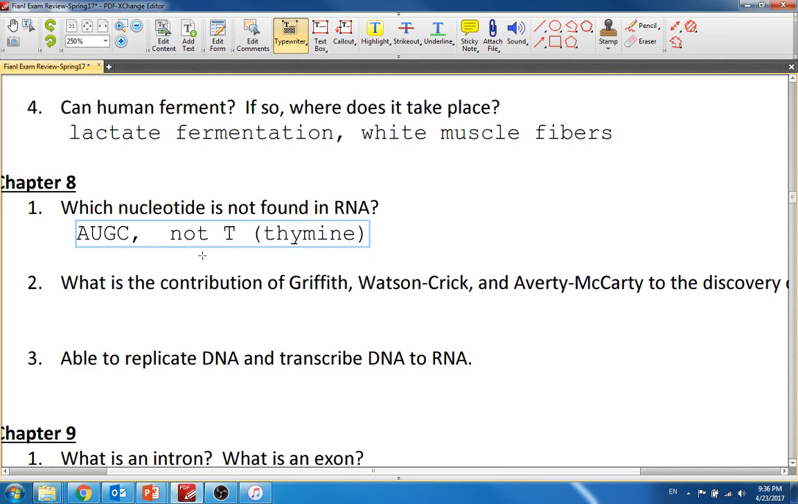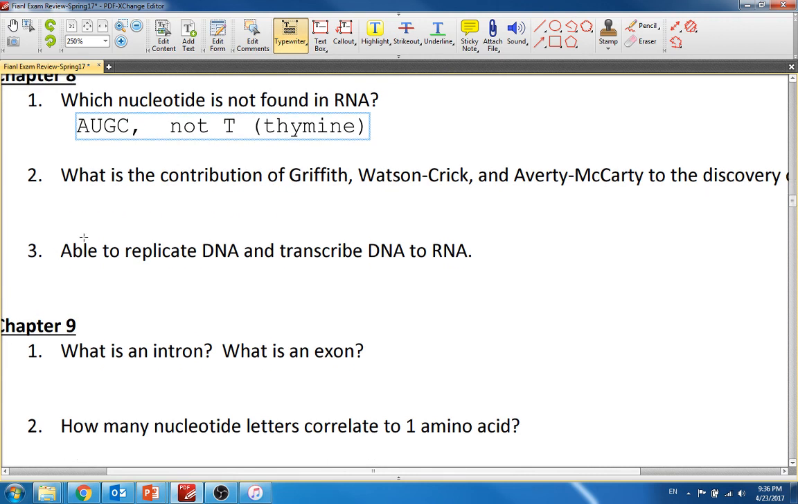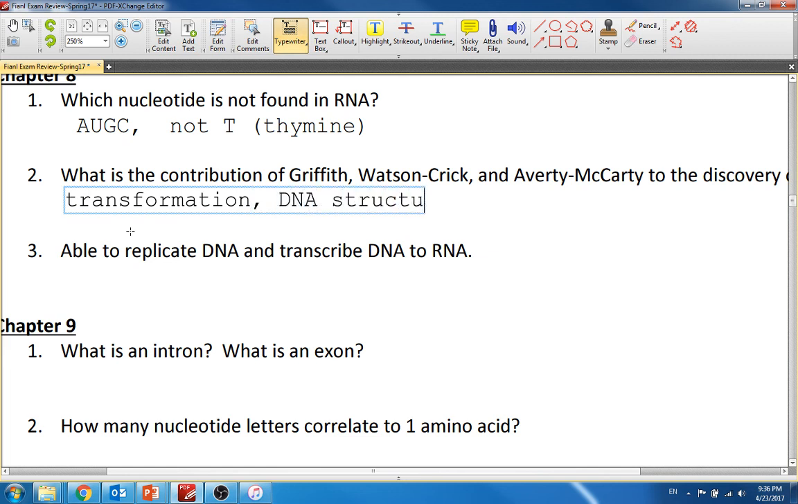No T. Number 2, what is the contribution of Griffith, Watson-Crick, Avery, and McCarty to the discovery of DNA? Griffith is the scientist who first discovered that a non-pathogenic bacteria can become pathogenic, so basically can take up DNA and become transformed. Watson and Crick discovered the structure of DNA. Of course, there's also Franklin. Avery and McCarty are the first ones to confirm the function of DNA. They confirmed that DNA is the hereditary material instead of protein.